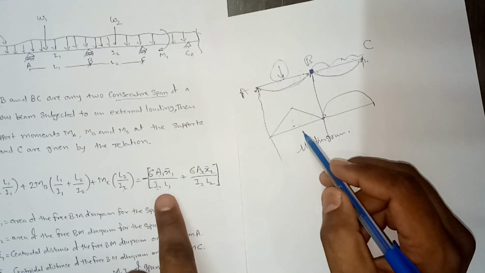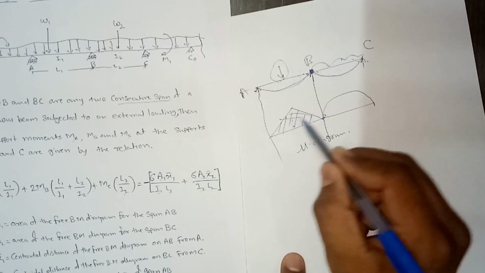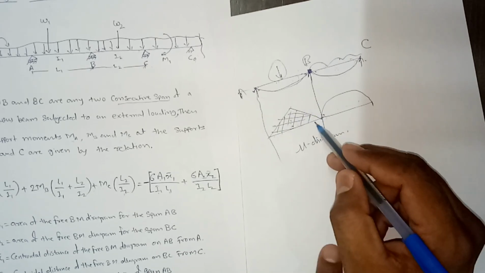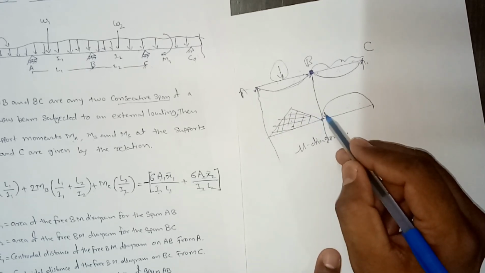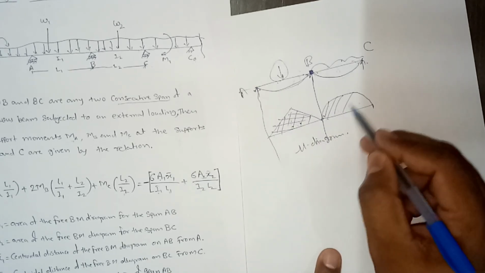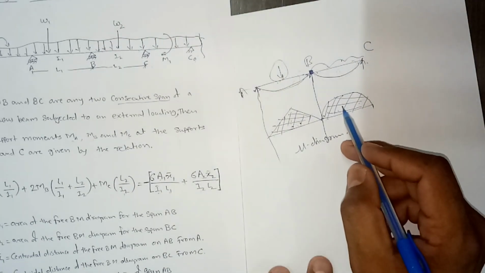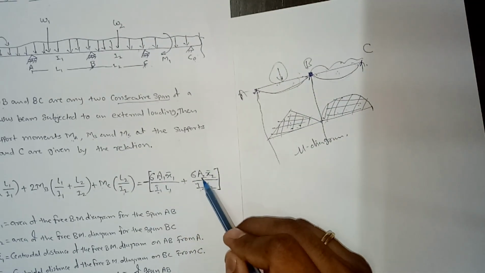Now what is this A1 then? It is the area of the bending moment diagram of the first span of the released beam, or the free bending moment diagram, and A2 is the area of the second bending moment diagram. So this is what A1 and A2 mean.